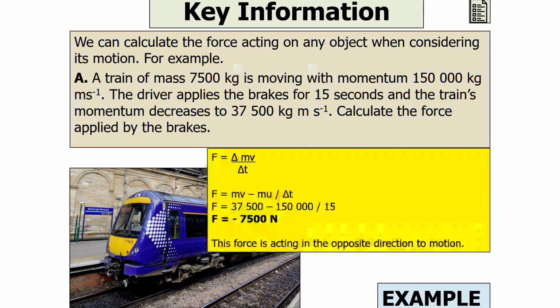brakes. So we know F is equal to delta mv over delta t. So delta mv is mv minus mu over delta t, so it's 37,500 minus 150,000 divided by the time, which is 15 seconds. So it's minus 7,500 newtons. The negative is important because it indicates to us that the force is acting in the opposite direction to motion.